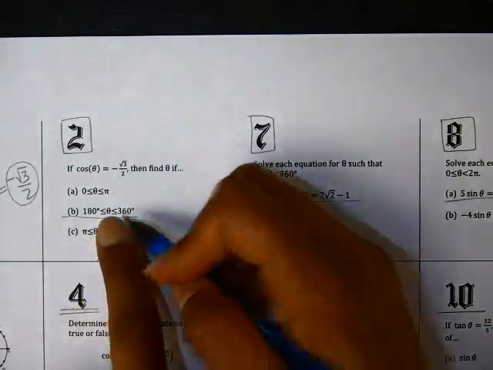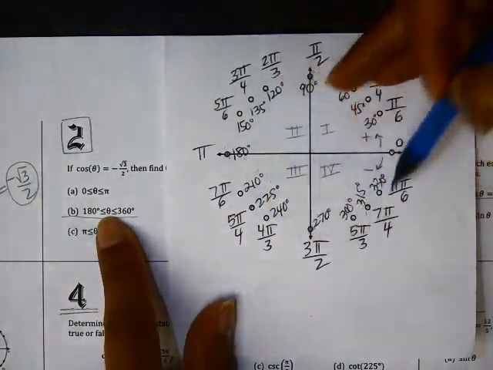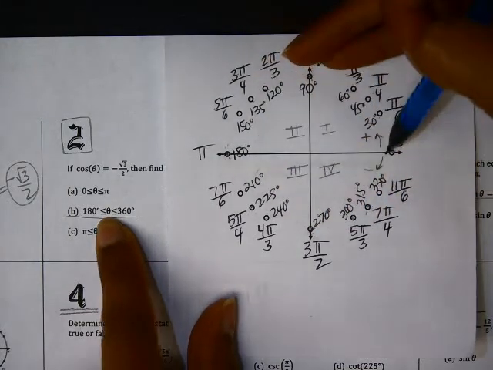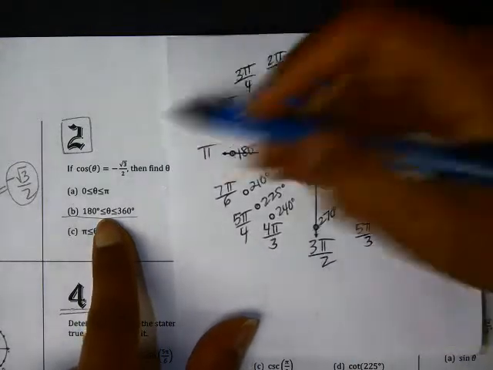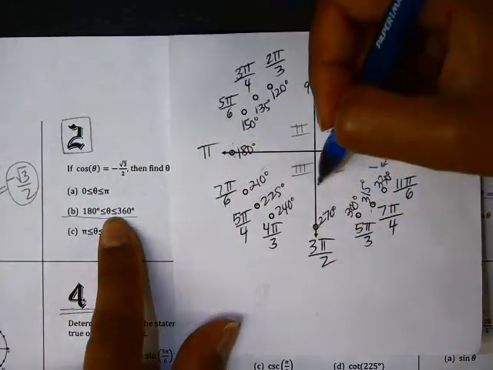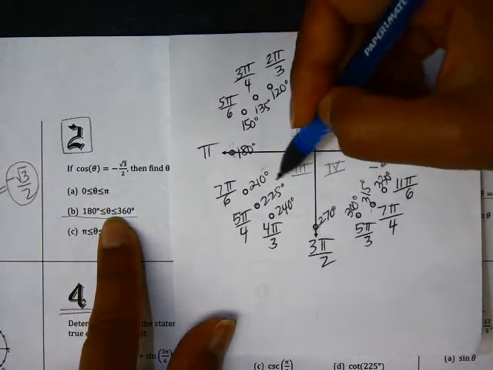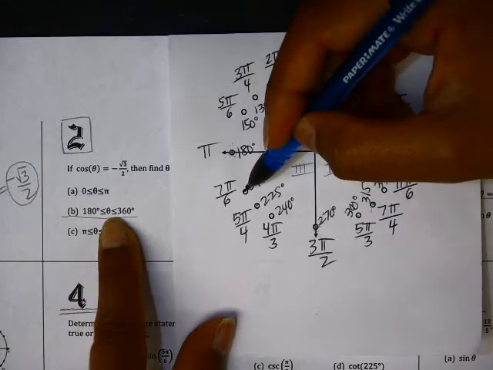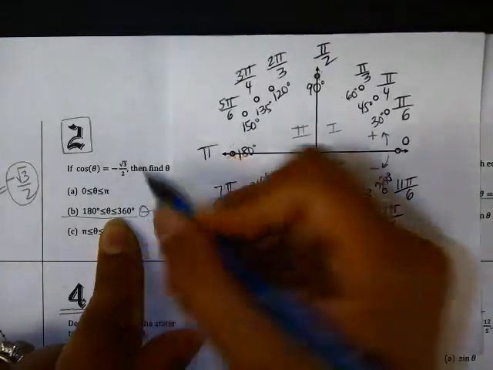We're given a restriction that theta has to be between 180 degrees and 360 degrees, so in this third and fourth quadrant, and cosine is negative root 3 over 2. So in that case, the only angle we could be at is here where cosine is negative root 3 over 2 at 210 degrees.